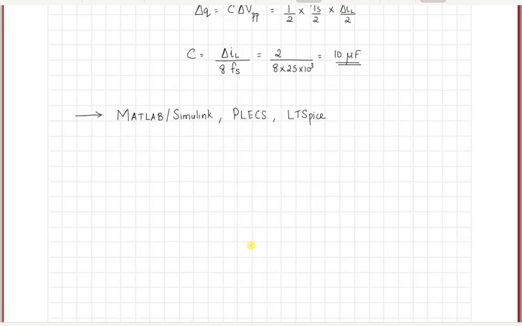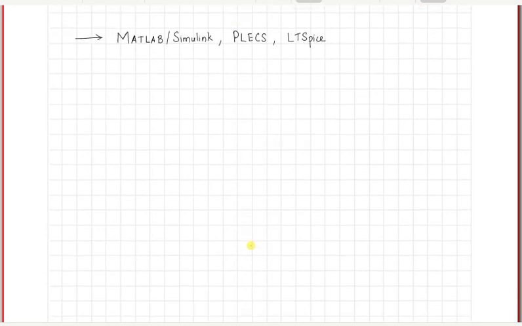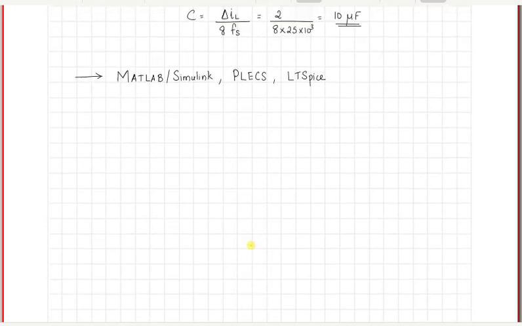Okay. So as I said, it would be a good option to simulate these waveforms, and I have done this for this particular design. So let me show you some of the waveforms.